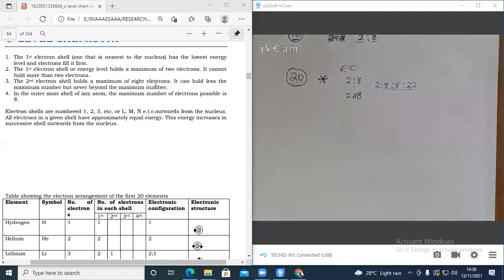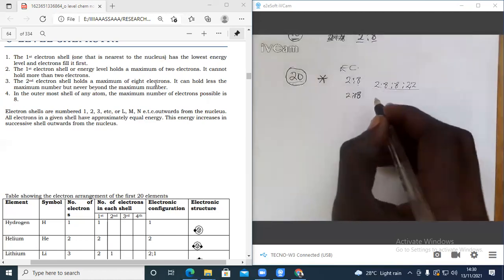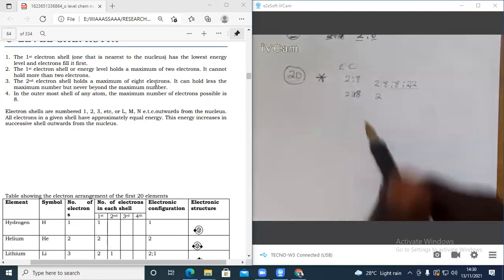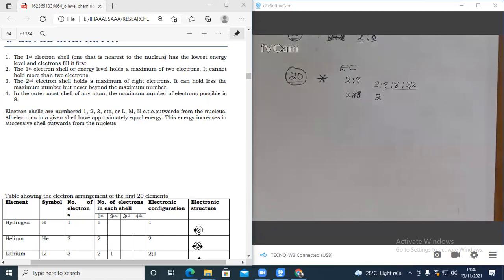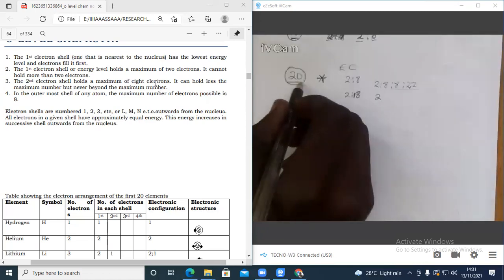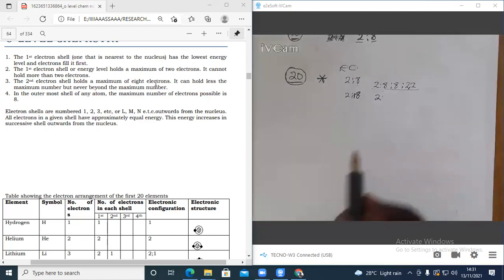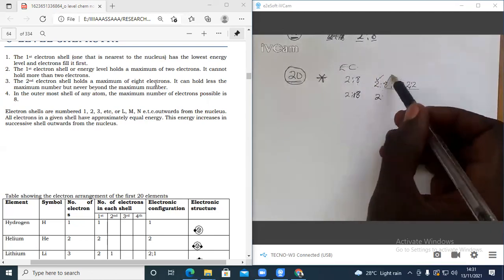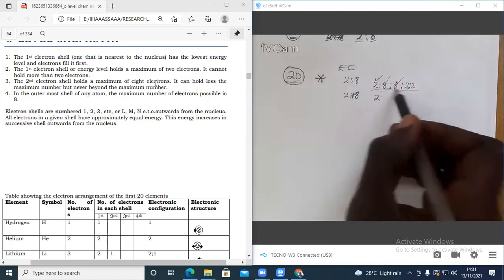Let me try. 2 to 2 to 2, and we don't have 8. First, wait. The maximum number that the first shell can hold is 2. The second one can hold 8. The third one 8, up to the last. If something has atomic number 20, they ask for its electronic structure. 2 is correct. 8 is correct. Now, what is missing to make this thing 20?